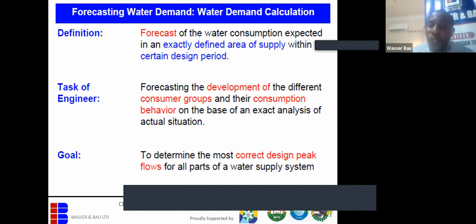And also, you need to forecast the development of the different consumer groups and their consumption behavior. And what is the goal of all this? To be able to determine the design peak flow. I love that word, peak flow. You need to design for the highest amount of flow they need, the highest possible amount that is needed. That is what you're going to define.